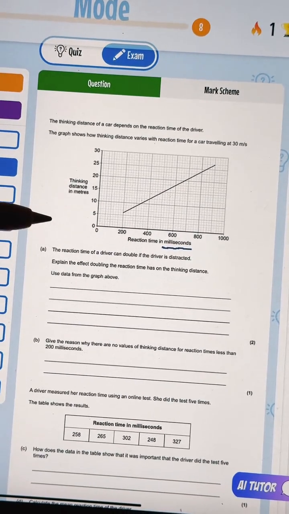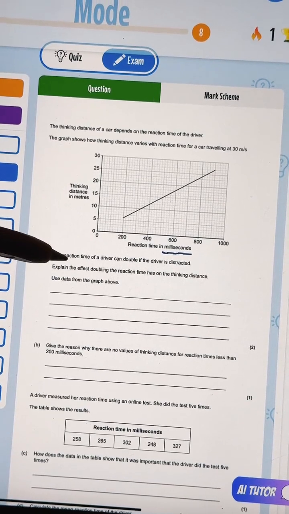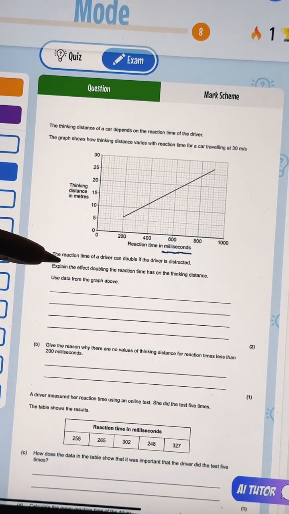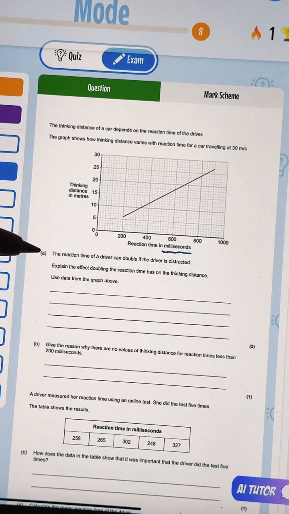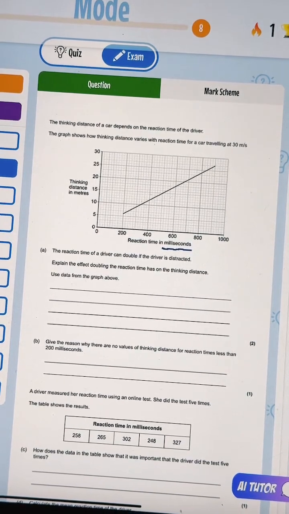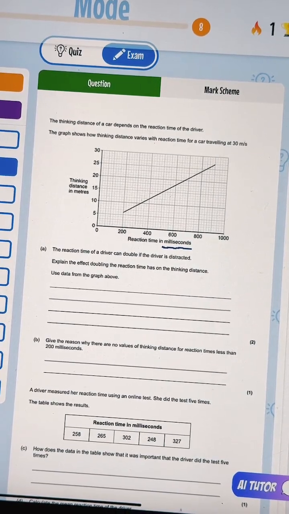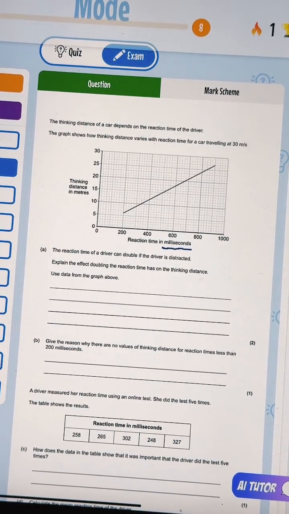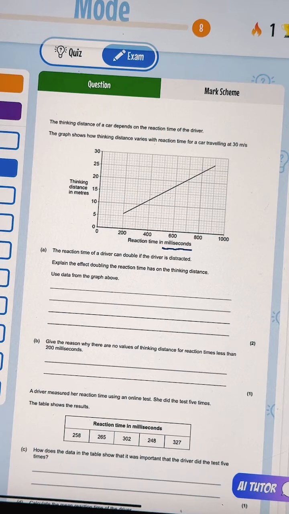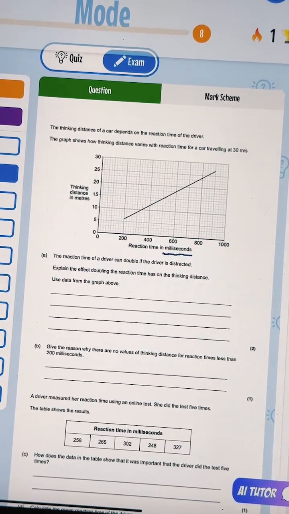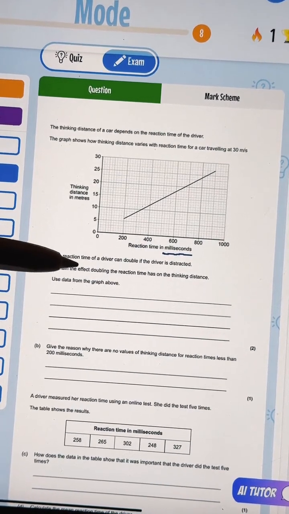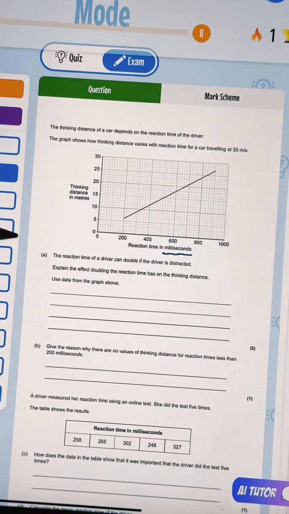The reaction time of a driver can double if the driver is distracted. Explain the effect of doubling the reaction time on the thinking distance. Use data from the graph above. So here's 2 marks because 1 is for explaining what the pattern is, and 2 is actually backing that up with some evidence from using numbers in the graph. So can anyone say what's going to happen when the reaction time doubles? What happens to the thinking distance? Does anyone know?